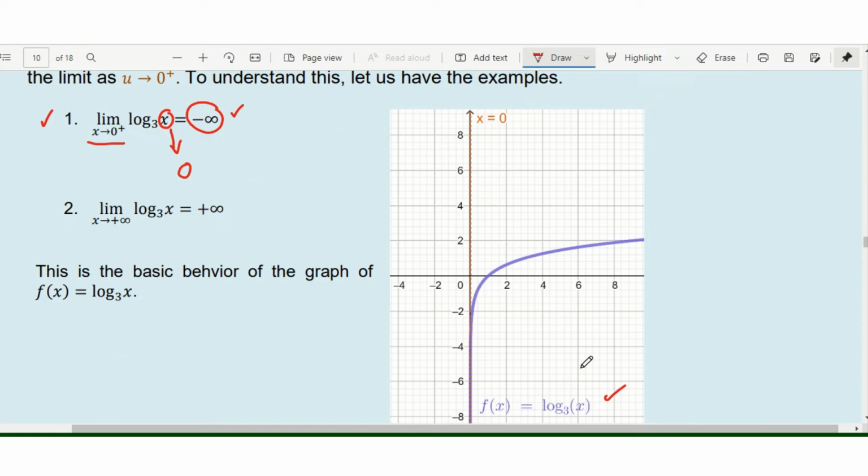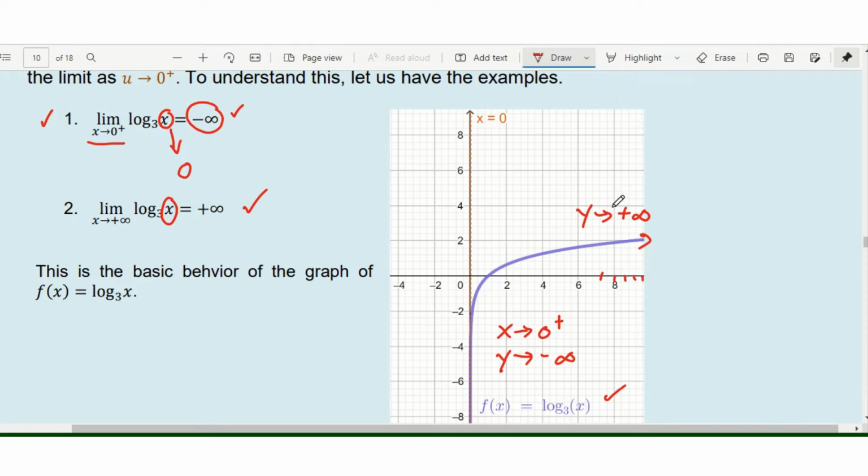So here is the graph of that. As x gets closer to 0 from the right, y keeps on decreasing. However, if you observe, if we keep on increasing the values of x, y will keep on increasing also.